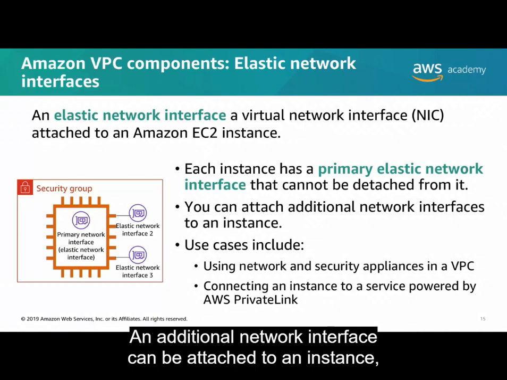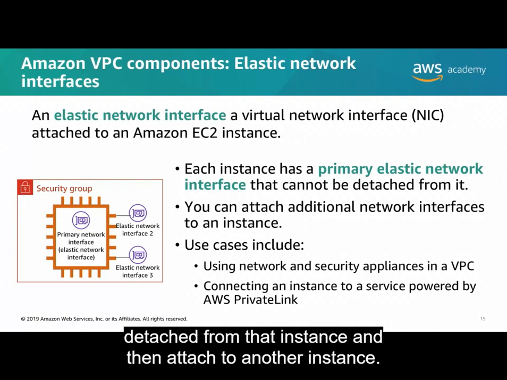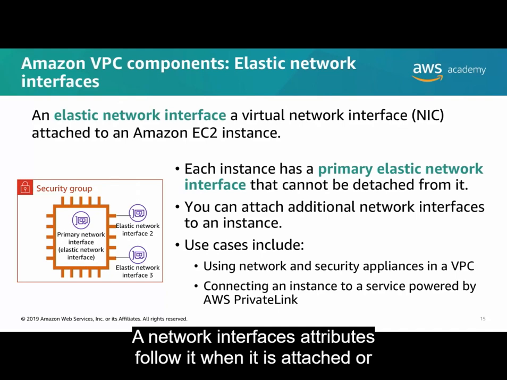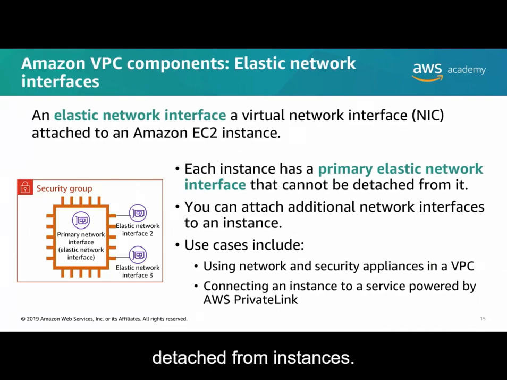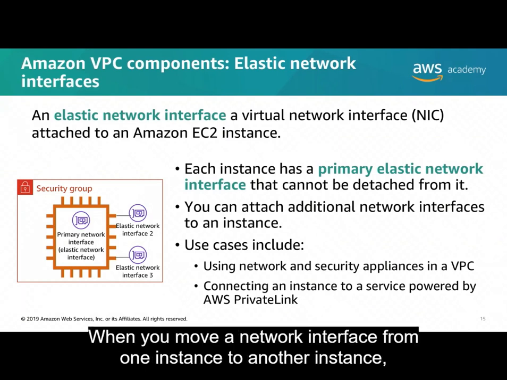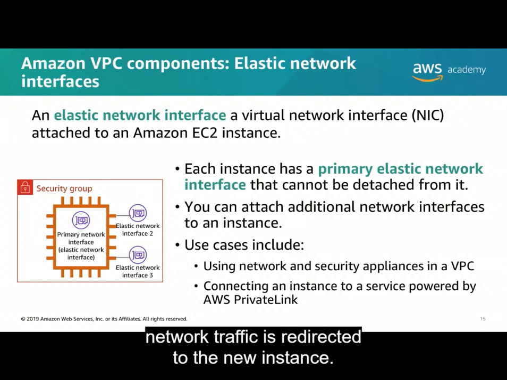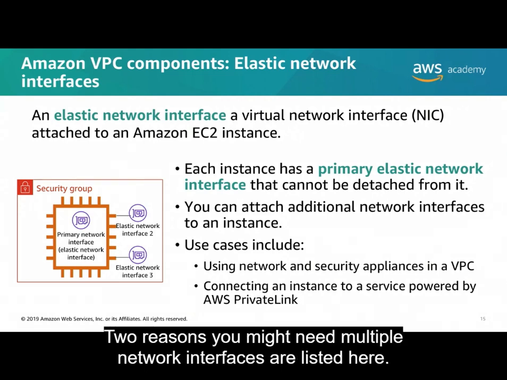An additional network interface can be attached to an instance, detached from that instance, and then attached to another instance. The network interface's attributes follow it when it is attached or detached from instances. When you move a network interface from one instance to another instance, network traffic is redirected to the new instance. Two reasons you might need multiple network interfaces are listed here.